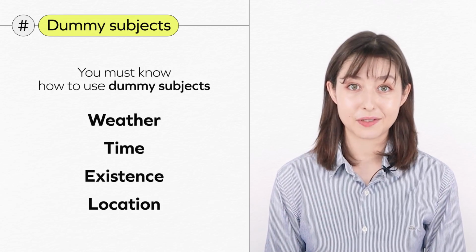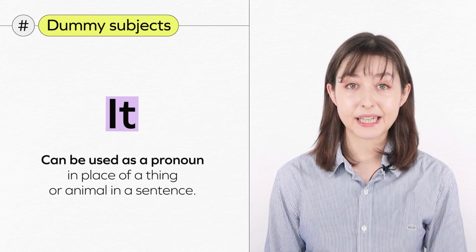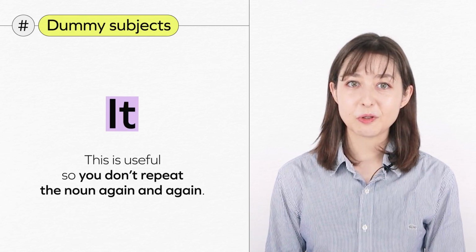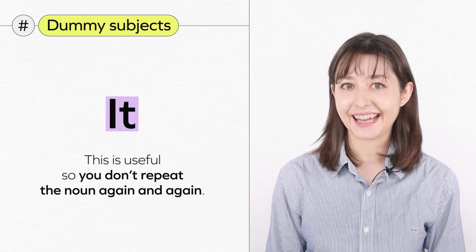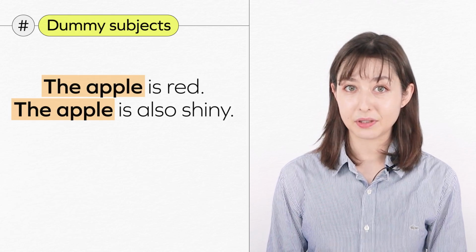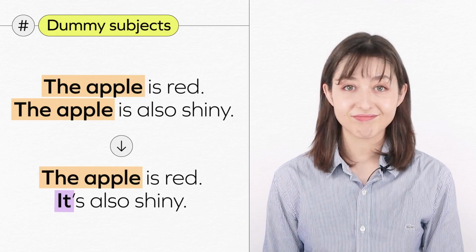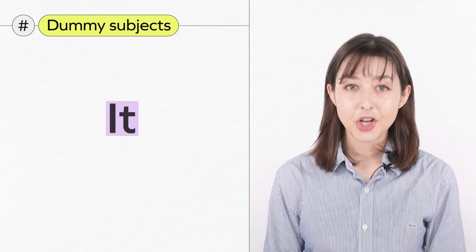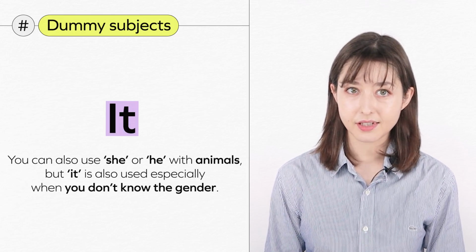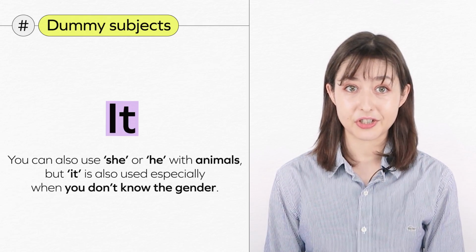First of all, it can be used as a pronoun in place of a thing or animal in a sentence. This is useful so you don't repeat the noun again and again. So instead of, the apple is red, the apple is also shiny, you can say, the apple is red. It's also shiny. You already learned that you can also use she or he with animals, but it is also used, especially when you don't know the gender.